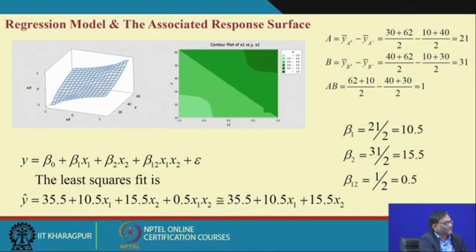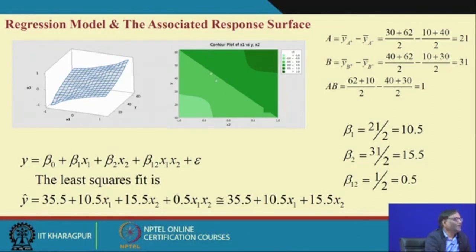So, that means it is a linear regression plane, and when you plot x1, x2 versus y, you will find a surface like this. Here, x1 is changing from minus 1 to plus 1, x2 is changing from minus 1 to plus 1, then y changes over different values, maybe 10 to whatever the range is. So, this is known as the response surface.